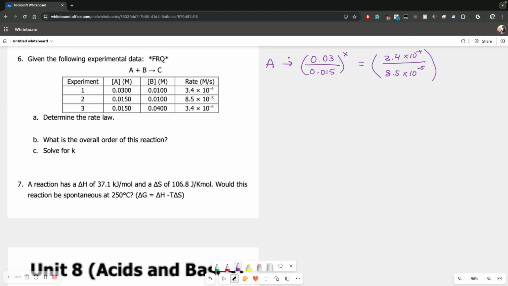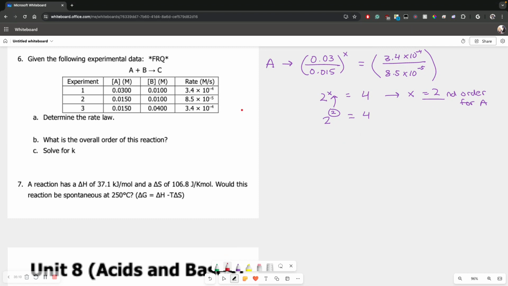When we divide 0.03 by 0.015, we're going to get 2. So 2 to the x equals, and then we divide 3.4 times 10 to the negative 4th by 8.5 times 10 to the negative 5, and we get 4. So x here, if you raise 2 to the second power, you get 4, right? 2 times 2 is 4. Therefore, x is 2. So this is second order for A.